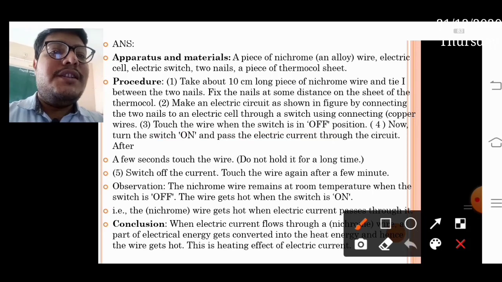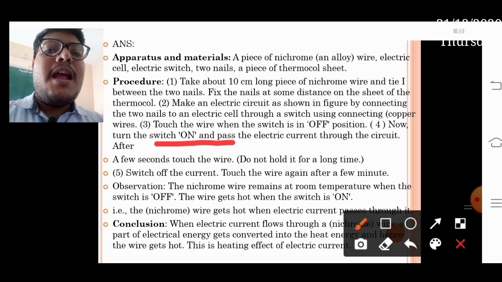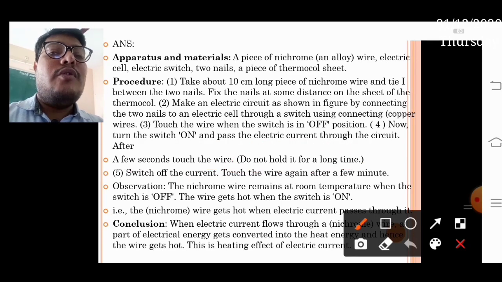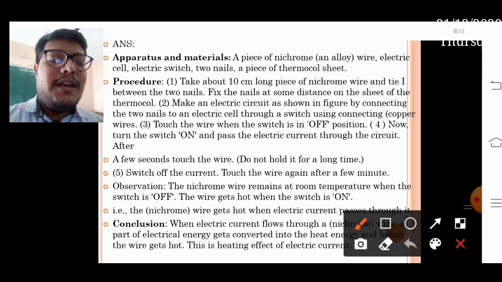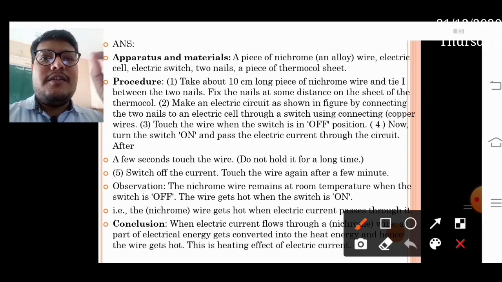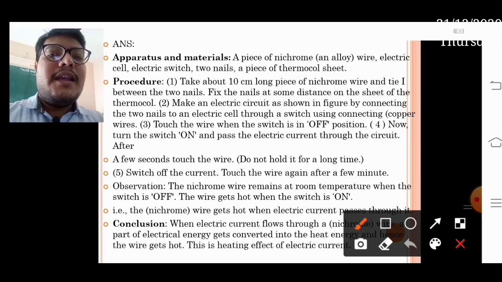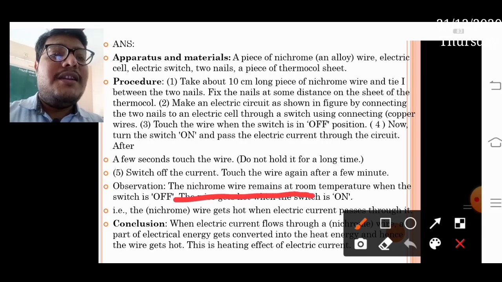Now switch that on, so electric current will pass through the circuit, right? Now after a few seconds touch the wire, do not hold it. When you turn the switch on, again you have to touch the wire. How do you feel on that finger, right? Touch it and take it away. So what you feel on that finger, you have to observe. Now again switch that off. After a few seconds, after a few minutes, touch that wire again, right? Okay, now what is the observation? See here, the nichrome wire remains at room temperature.